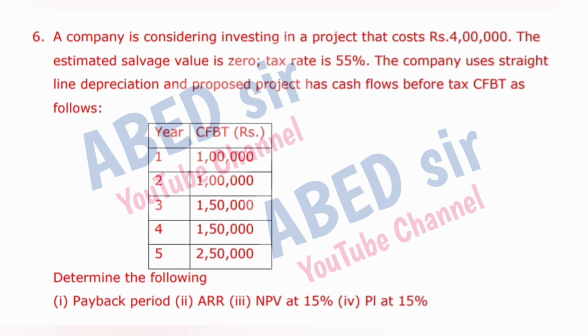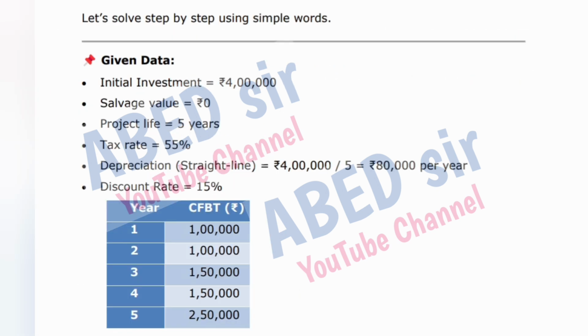Determine the following. 1. Payback period. 2. ARR. 3. NPV at 15%. 4. PI at 15%. Let's solve step by step using simple words. Given data. Initial investment is equal to 4 lakhs rupees. Salvage value is equal to 0 rupees. Project life is equal to 5 years. Tax rate is equal to 55%. Depreciation, straight line, is equal to 4 lakhs rupees divided by 5 is equal to 80,000 rupees per year. Discount rate is equal to 15%.